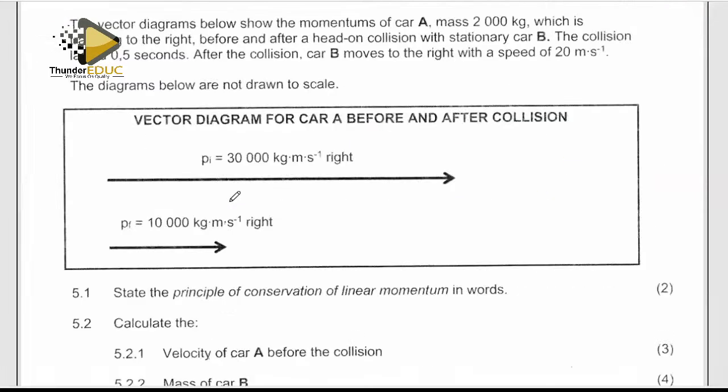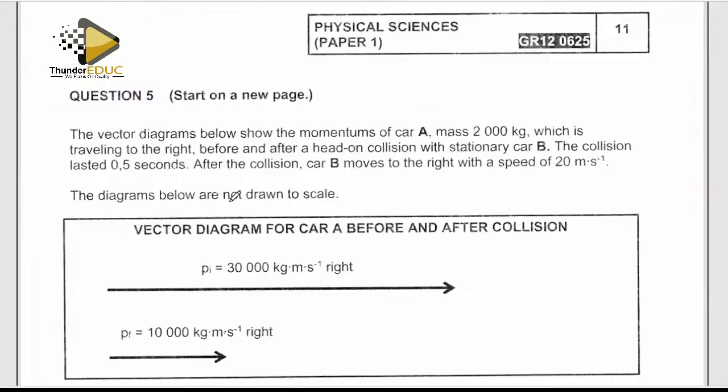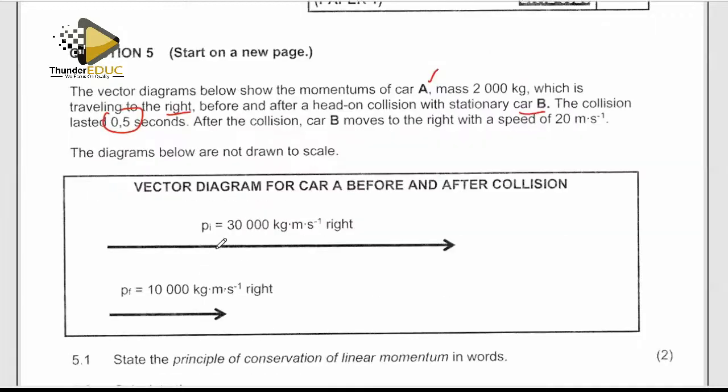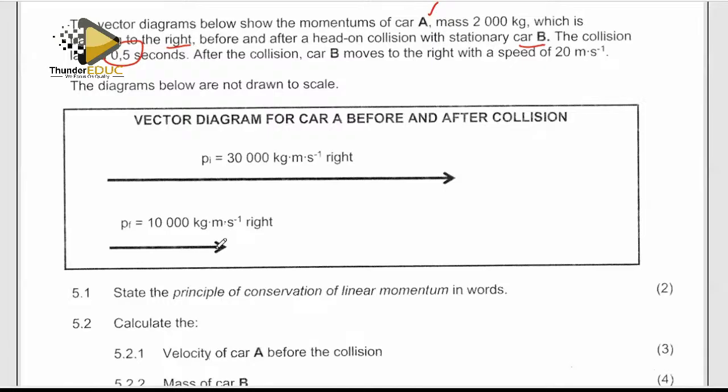Then question number 5. We have vector diagrams below that show the momentums of car A of this mass, which is traveling to the right before and after collisions with the stationary car B. The collision lasted for a period of half a second. And then after the collision, car B moves to the right with a speed of 20 meters per second. Okay. Calculate or state the principle of conservation of linear momentum.